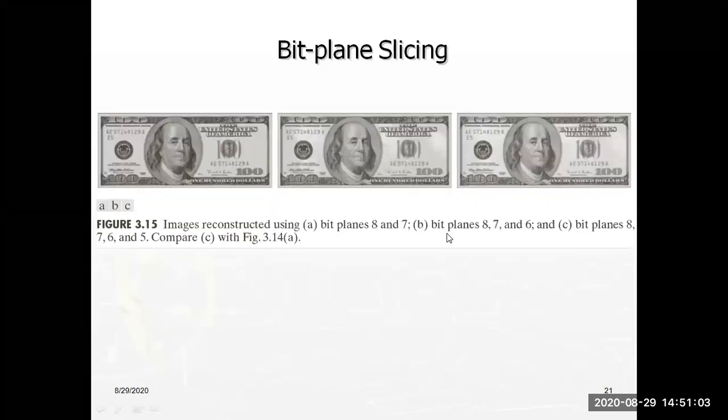Suppose you want to reconstruct the images with bit planes. How many bit planes am I using here? Bit plane 8 and bit plane 7, two bit planes, from most significant to least significant. And in B, how many bit planes? I'm using 3 bit planes: bit plane 8, bit plane 7, and bit plane 6. In C, bit planes 8, 7, 6, and 5. Now compare C with figure A.